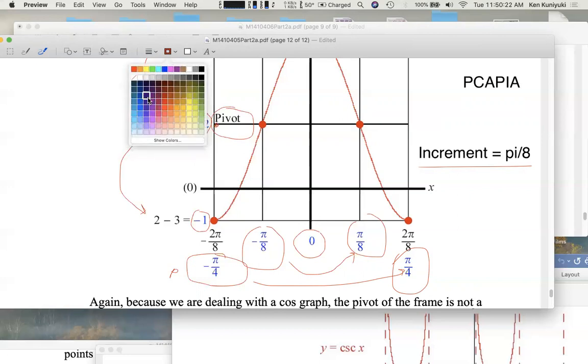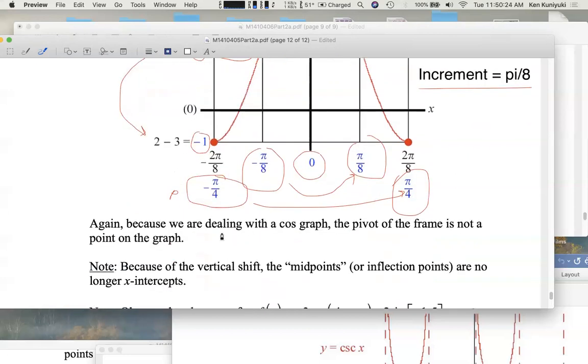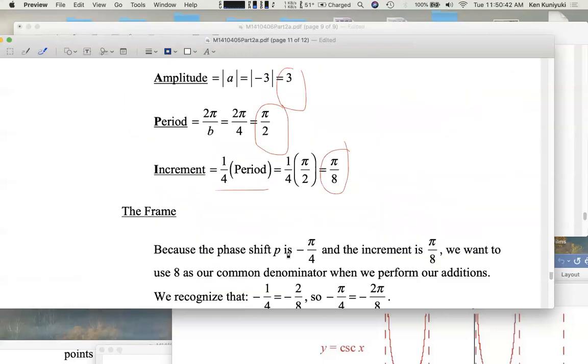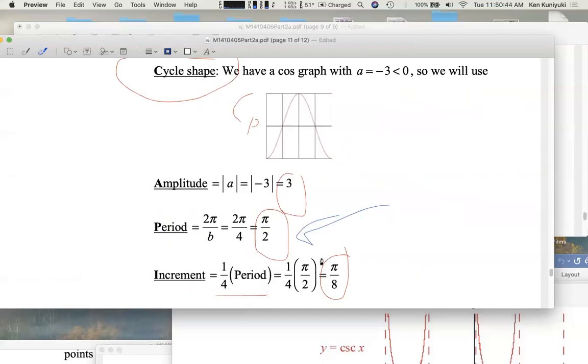Where does the period come in? The width of this cycle is the period. Pi over 4 minus -pi over 4 is pi over 2, and that's the period. The period is the width of the cycle. It's pi over 2, which is what we figured out up here. The period was pi over 2.